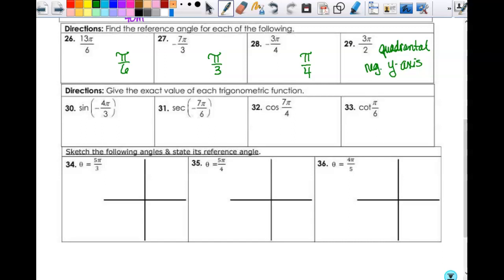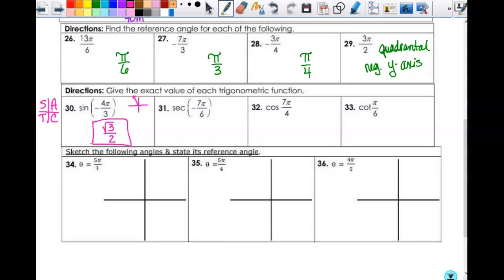Okay, so now I'm looking for the exact value of these functions. Okay, so here's where we think around the unit circle, right? And we know that all students take calculus. Okay? So this negative 4 pi thirds. Well, my reference angle is pi thirds. Okay, so I know what the sine of pi thirds is. The sine of pi thirds is the square root of 3 over 2. Now I have to figure out what quadrant this is in and whether or not sine is positive or negative. So if I go a negative 4 pi thirds, this is negative 3 pi thirds, negative 4 pi thirds is right here. So I'm in the second quadrant, and in the second quadrant, sine is positive, so this is my answer.